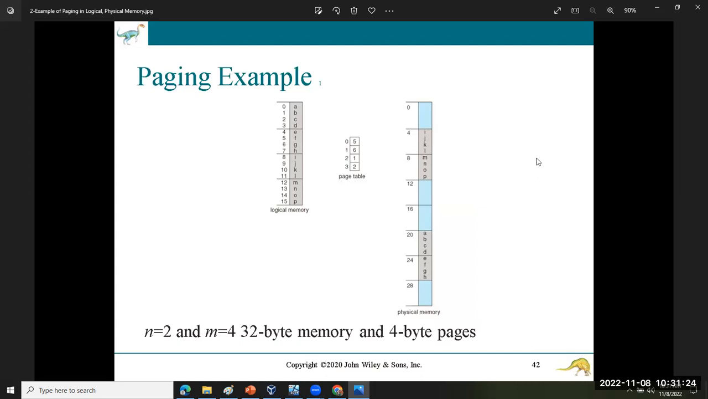So here's a more explicit example of the same thing. You have logical memory pages, you have physical memory frames. And so here in the page table, page 0 is stored in page frame 5.